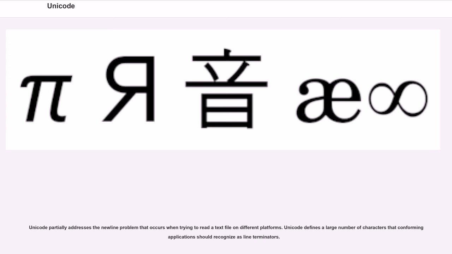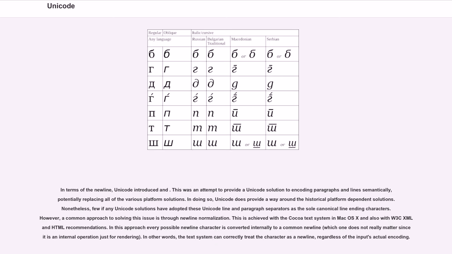Unicode partially addresses the newline problem that occurs when trying to read a text file on different platforms. Unicode defines a large number of characters that conforming applications should recognize as line terminators. In terms of the newline, Unicode introduced the line separator and paragraph separator. This was an attempt to provide a Unicode solution to encoding paragraphs and lines semantically, potentially replacing all of the various platform solutions. In doing so, Unicode does provide a way around the historical platform-dependent solutions. Nonetheless, few if any Unicode solutions have adopted these Unicode line and paragraph separators as the sole canonical line-ending characters.